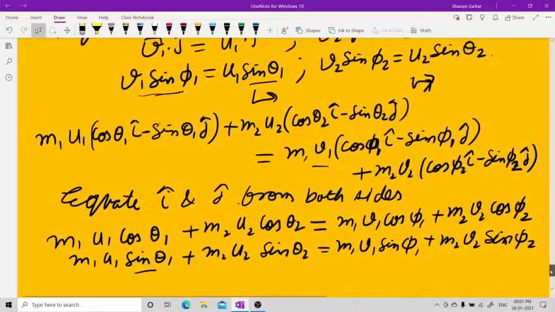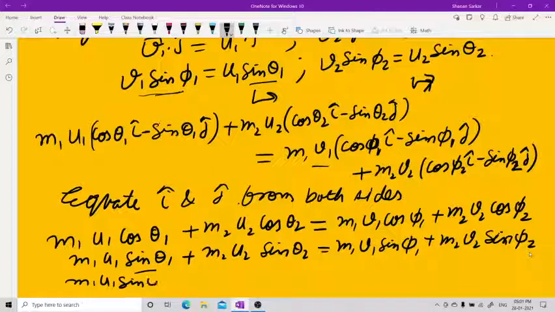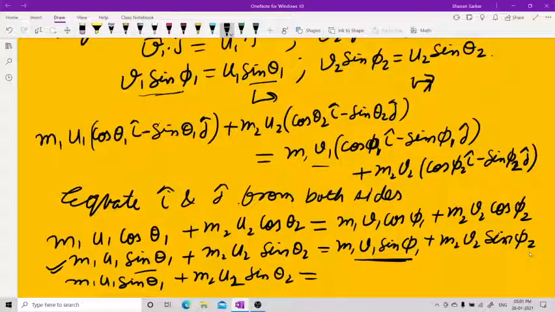Let me keep them here. Yes, these equations I need. So now you write this m1 u1 sin theta 1. I'm copying this equation again, plus m2 u2 sin theta 2. Now in place of v1 sin phi 1, I will write u1 sin theta 1. See, so this equation, sin theta 1, they both are same basically.